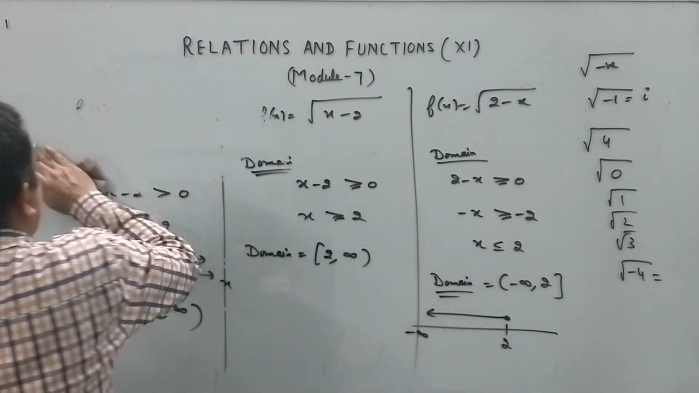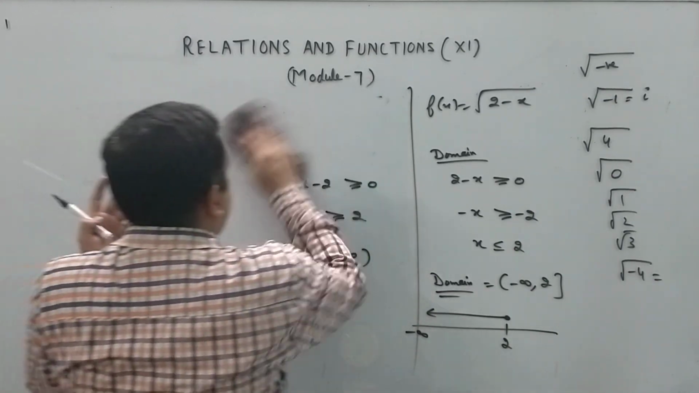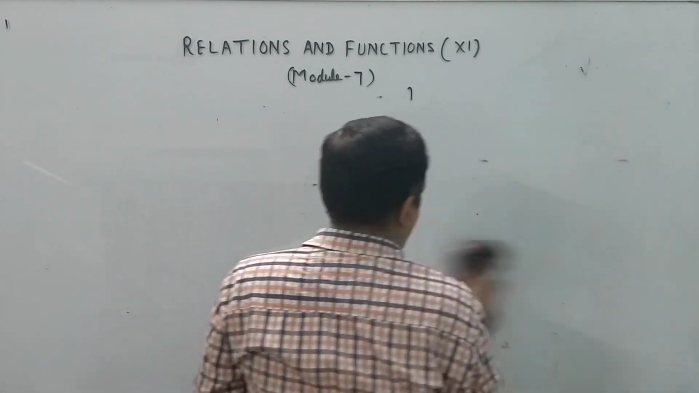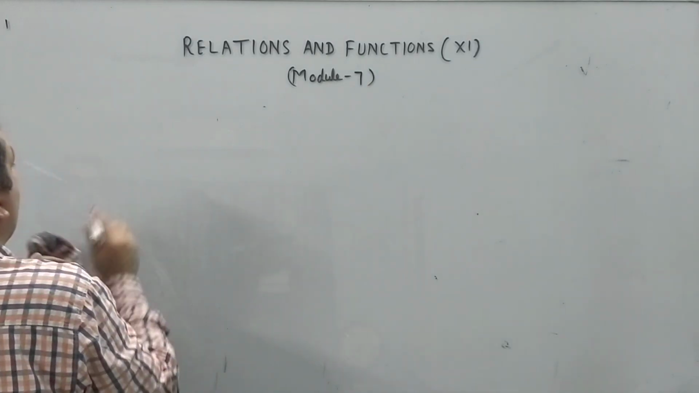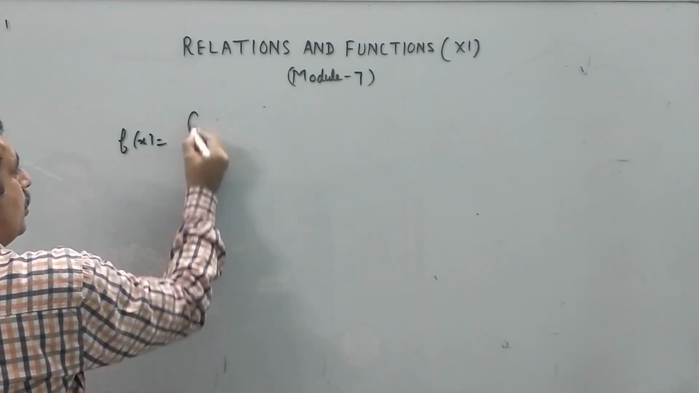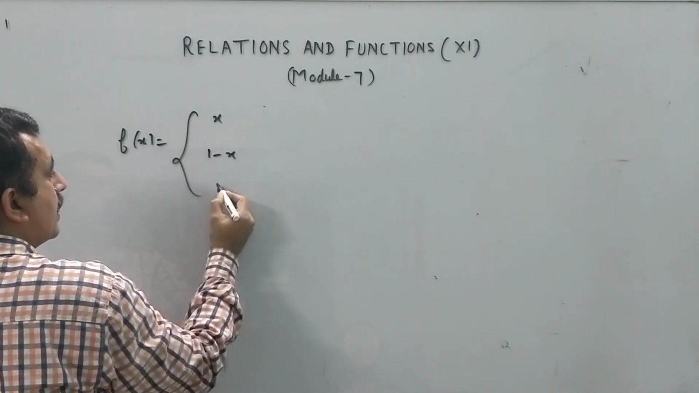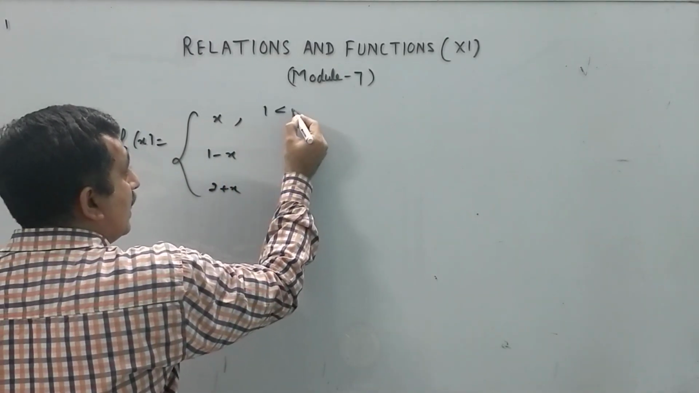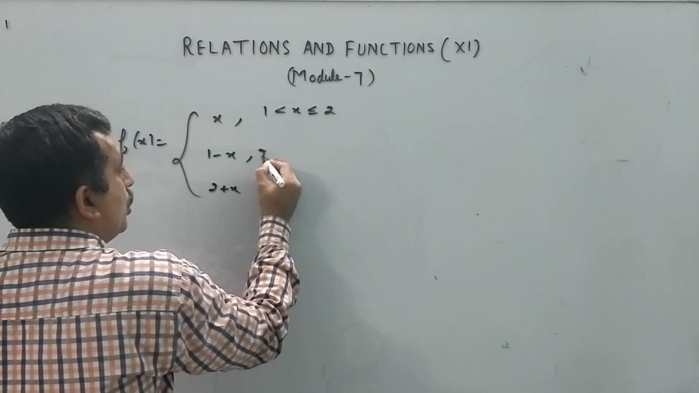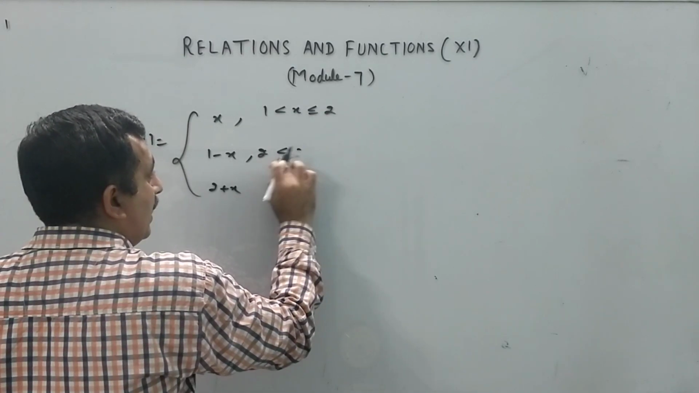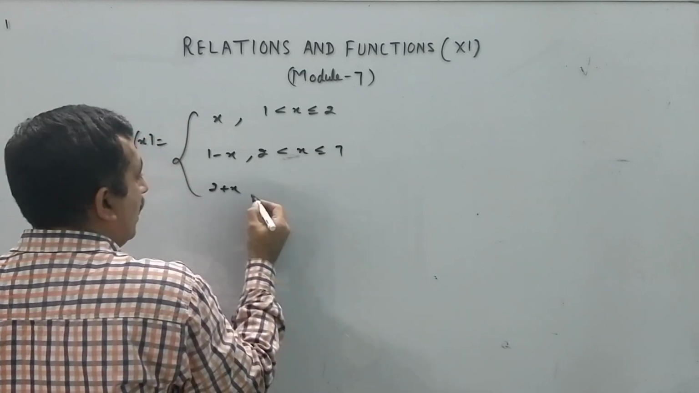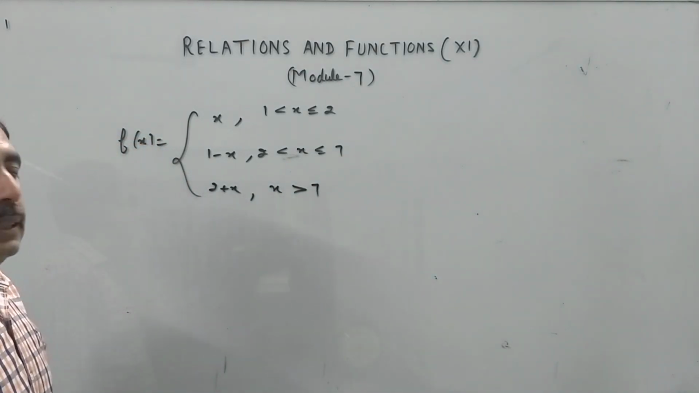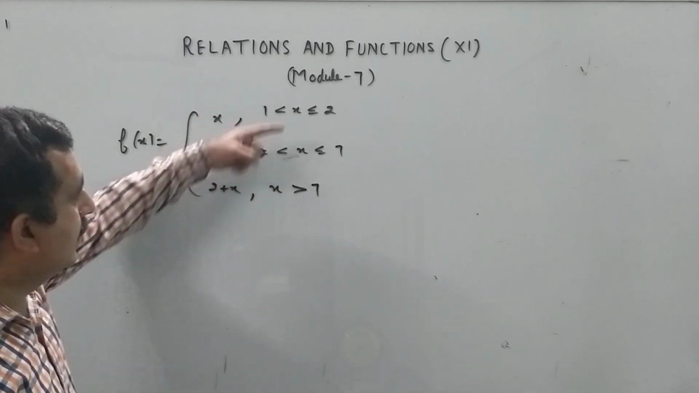If the question is like this, f(x) equals x, 1 minus x, 2 plus x, like this. But what is written here? 1 less than x less than or equal to 2, 2 less than x less than or equal to 7, and here x greater than 7. If the question is like this, then this is true.